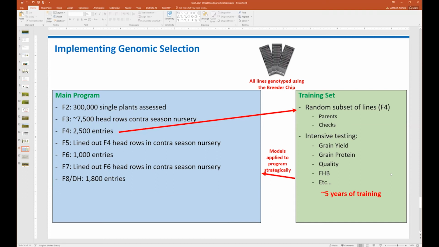We do grain protein, grain yield, end use quality, FHB nurseries at multiple locations, and any other traits that are of interest, and we really study those lines. And then we genotype everything in the program, which can be costly, but we're getting that price down all the time into the tens of dollars per line, which is cheaper than running yield plots and all these other things. And then we can apply these models and we can discard material more strategically at an earlier stage indoors.